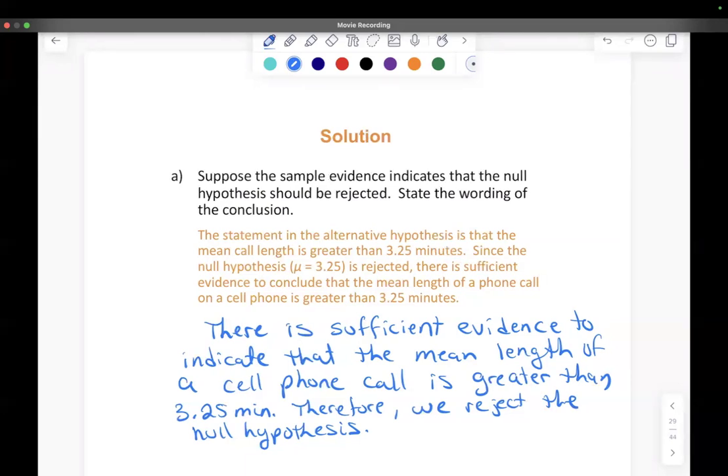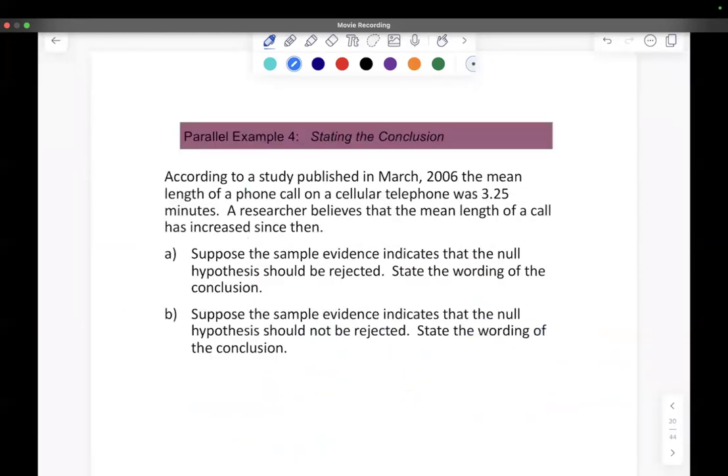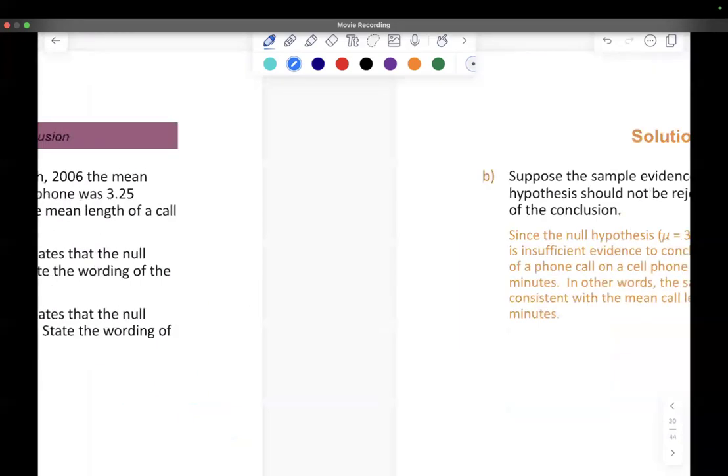Okay. Let me do another one. So this one, the sample evidence indicates the null hypothesis should not be rejected. So this one is going to be fail to reject. So we're going to show the wording of that conclusion.